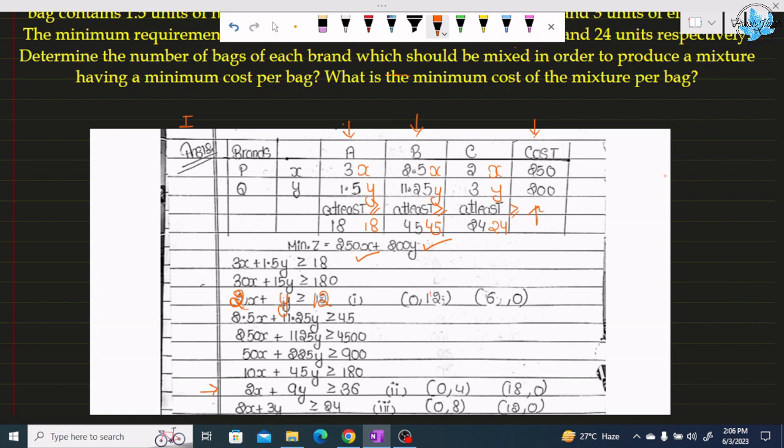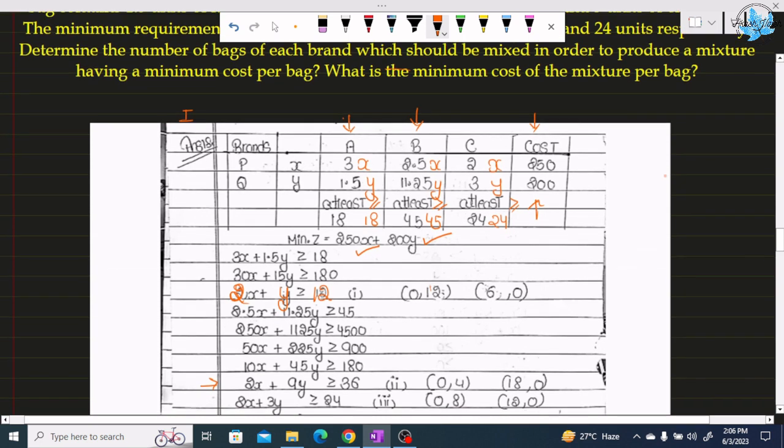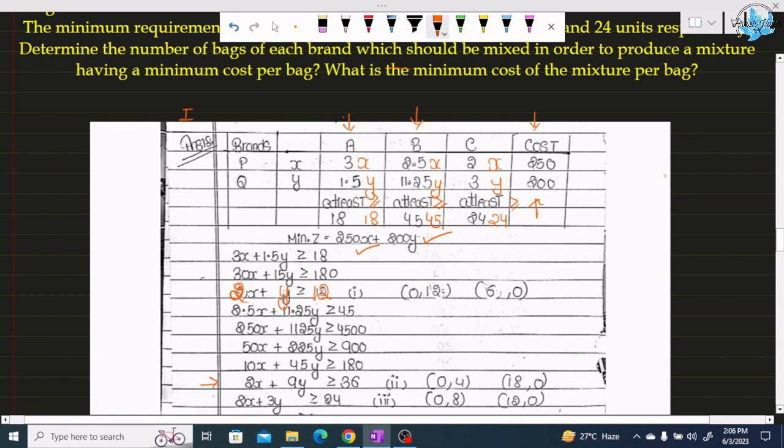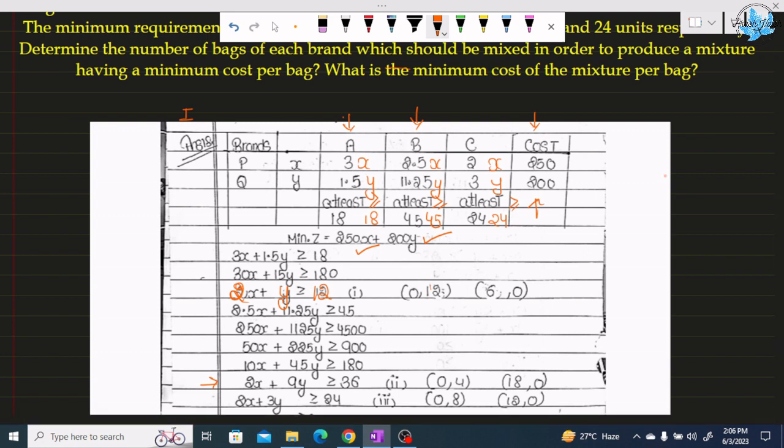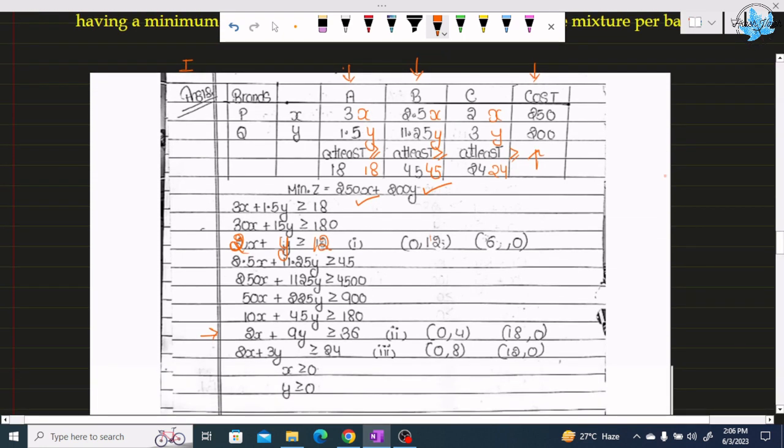So 2x plus 3y is greater than or equal to 24. Now it is already reduced, so I will not change it. So I get the three equations. Now to draw the graph, I have to find the coordinates. Do not forget to write x and y is greater than or equal to 0.